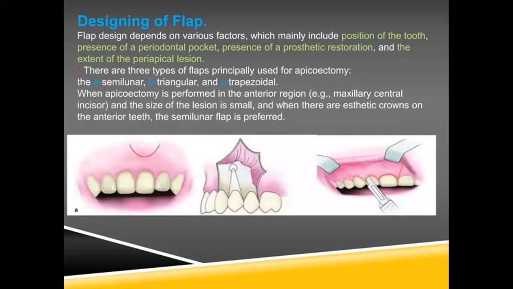Flap design depends on various factors which may include position of the tooth, presence of the periodontal pocket, presence of the prosthetic restoration, and the extent of the periapical lesion. There are three types of flaps principally used for the apicectomy: semilunar flap, triangular flap, or trapezoidal flap. When apicectomy is performed in the anterior region, such as maxillary central incisor, the size of the lesion is small, and when there are aesthetic crowns on the anterior teeth, the semilunar flap is preferred.